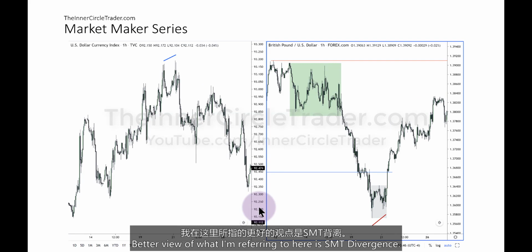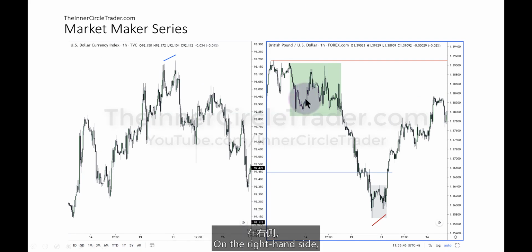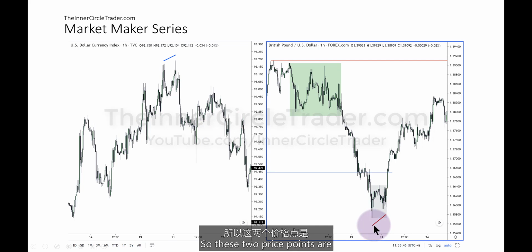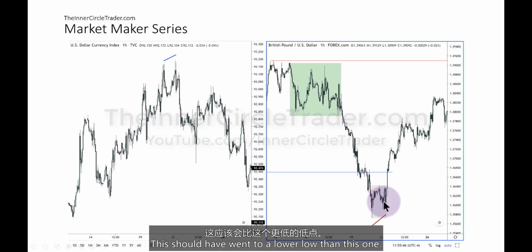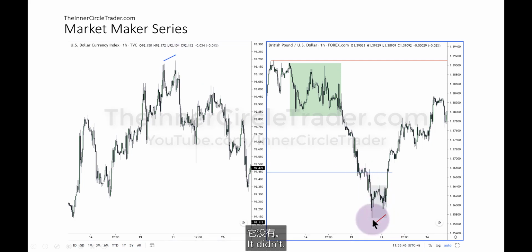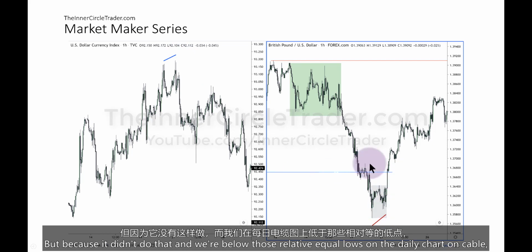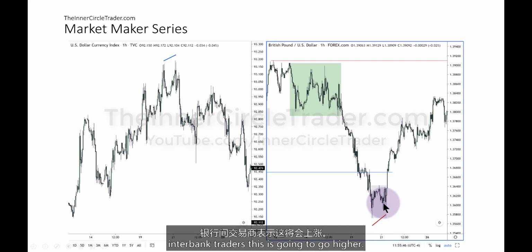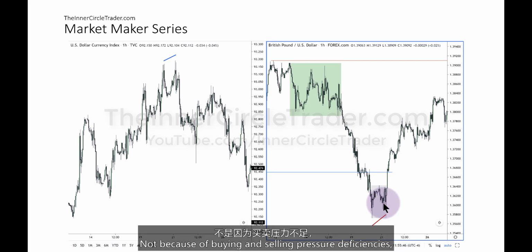A better view of what I'm referring to here is SMT divergence. On the right hand side, it's the chart of the pound dollar, and the left hand side, it's the dollar index. Here's that higher high in its own chart, and then here's that higher low on its independent chart on cable. So these two price points are correlated to these two price points. This should have gone to a lower low than this one. It didn't. But because it didn't do that, and we're below those relative equal lows on the daily chart on cable, this was accumulation of longs. The algorithm is signaling to interbank traders that this is going to go higher. Not because of buying and selling pressure deficiencies, but because it's being controlled and manipulated.